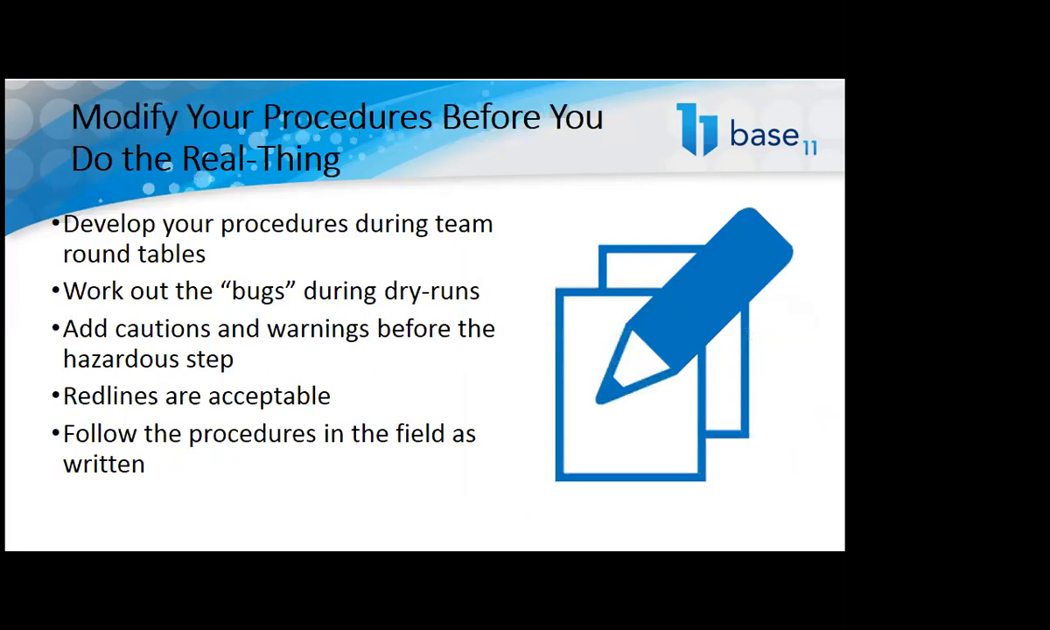Now, my coworker brought up a good point about when are you allowed to modify your procedures? Well, the big thing on procedures is you should be doing dry runs of these procedures before you ever get to the launch site or the test site. So you should work through these first as a team, as a round table. So you all discuss what you have to do on each one of the pieces. Then you should work out the bugs using the dry run. And that's where you can do red lines and things.